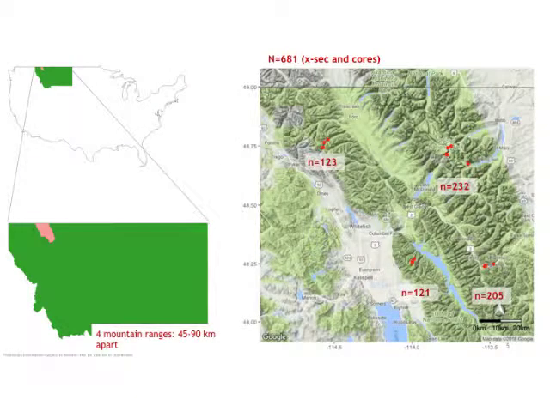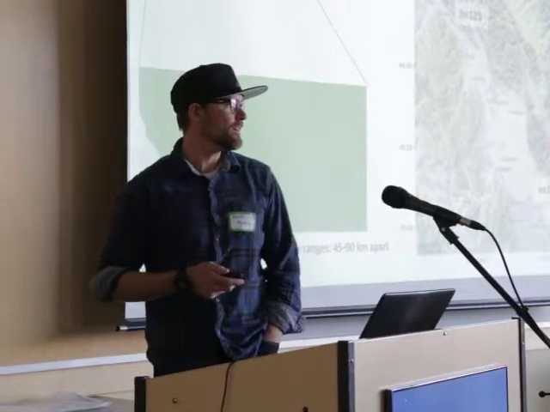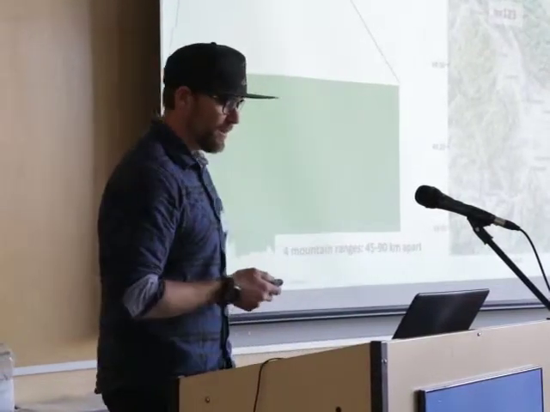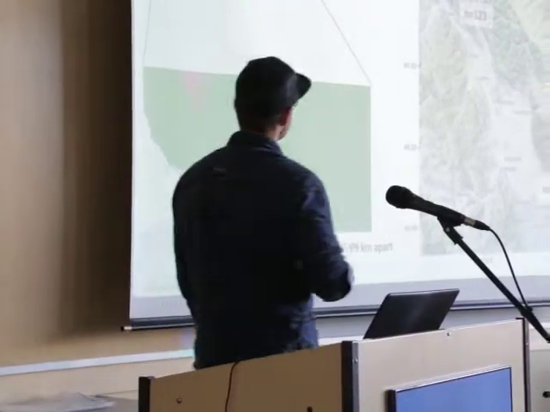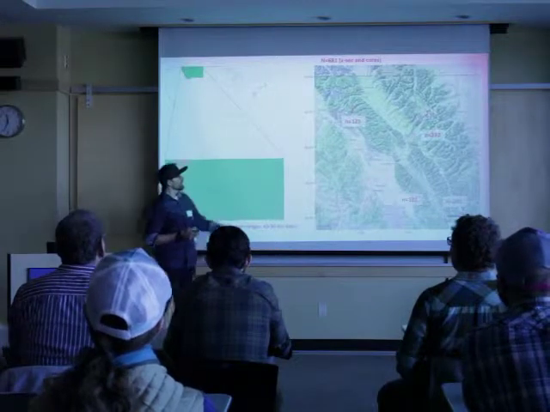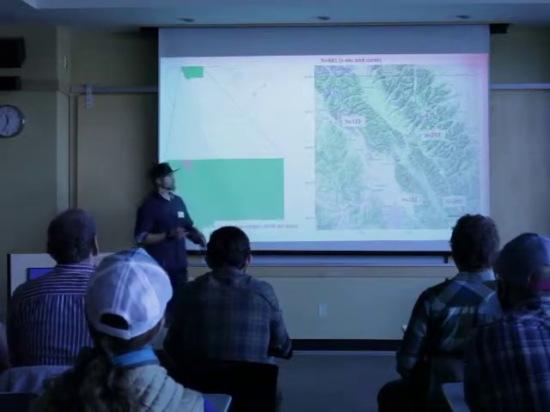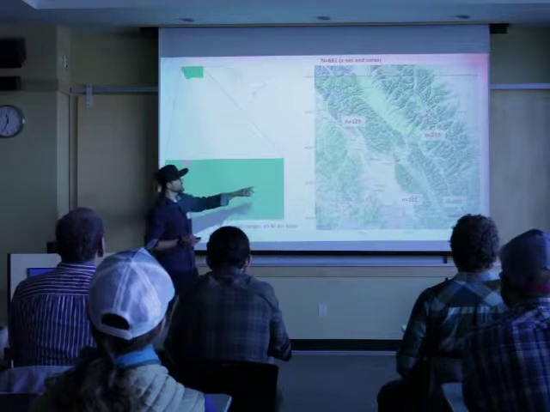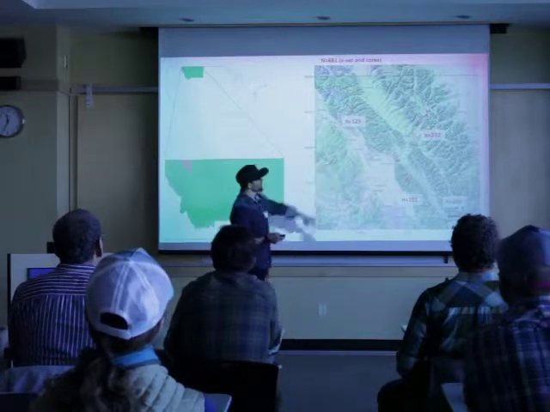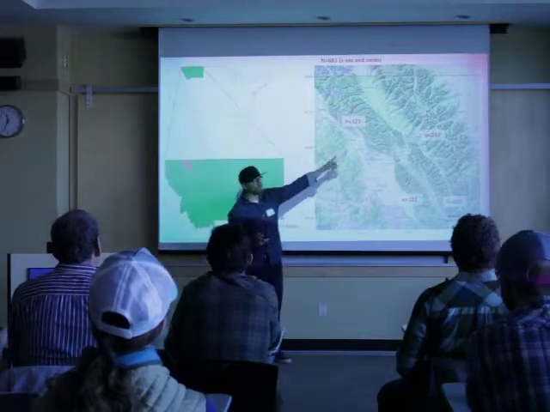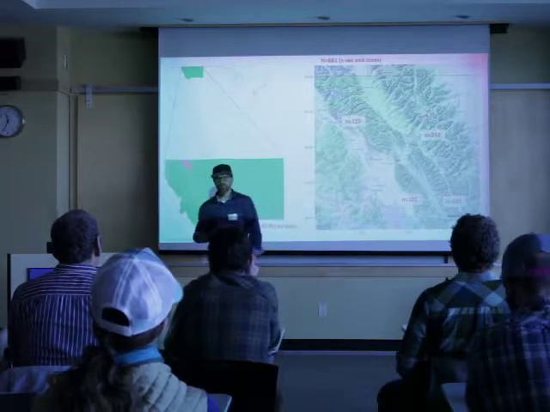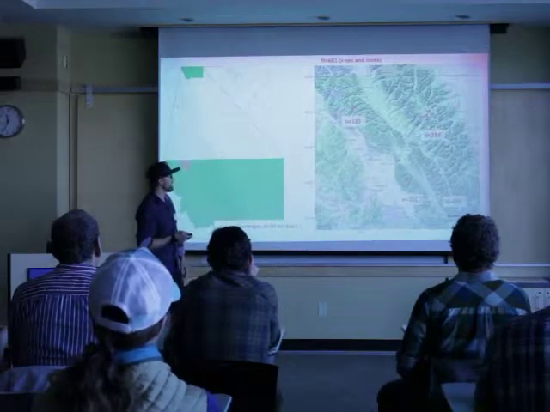So we went into 12 avalanche paths and collected almost 700 cross sections, and I'll show you the cross sections in a bit here. And for those that have seen and heard this presentation or a modification of it, I apologize because I'm going to use the same jokes. But we sampled in 4 different mountain ranges in northwest Montana. Here in Glacier Park, we got 232 samples in the central part of the park along the Going to the Sun Road, for those that are familiar with that area.